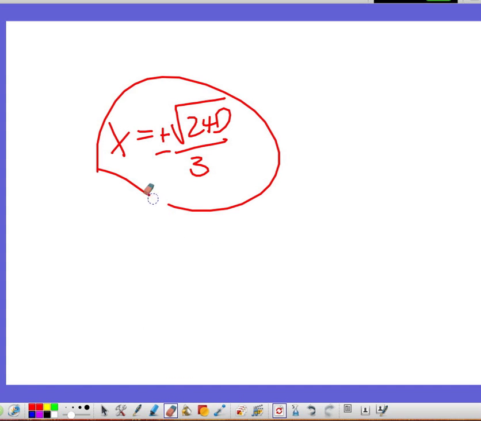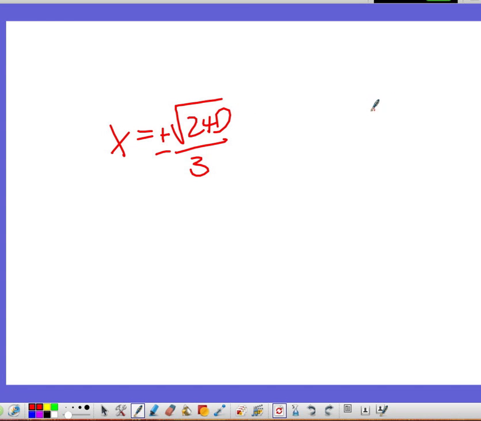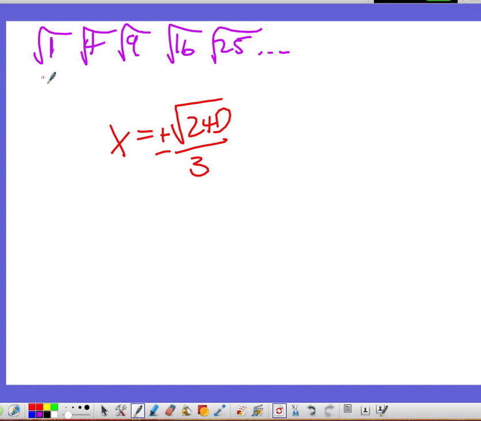Now, what you want to do here is find the simplest form. Notice that 240 is a very large number. We can definitely simplify the square root of 240. In order to simplify it, remember, what are your perfect squares? A perfect square is 1, 4, 9, 16, 25, and so on, because when you take the square root of each of these numbers, they turn out to be whole numbers.